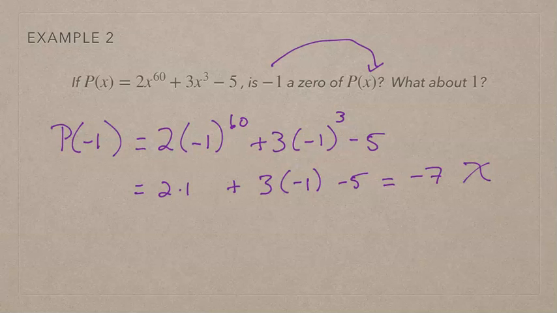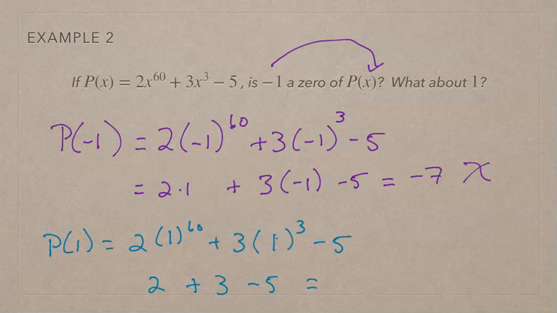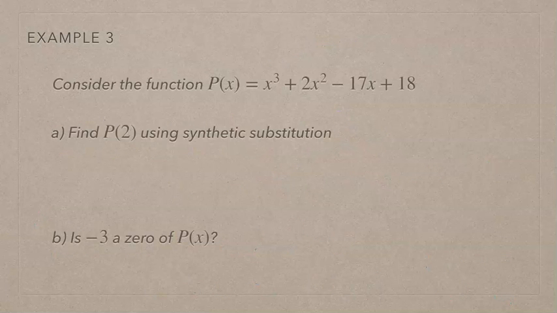Let's try positive 1. If I put positive 1 in here, I get 2 times 1 to the 60th plus 3 times 1 to the 3rd minus 5. So I get 2 plus 3 minus 5, and that is 0. Okay, so p of 1 is 0, so 1 is a 0 of p of x. Negative 1 is not. All right, let's look at something else.